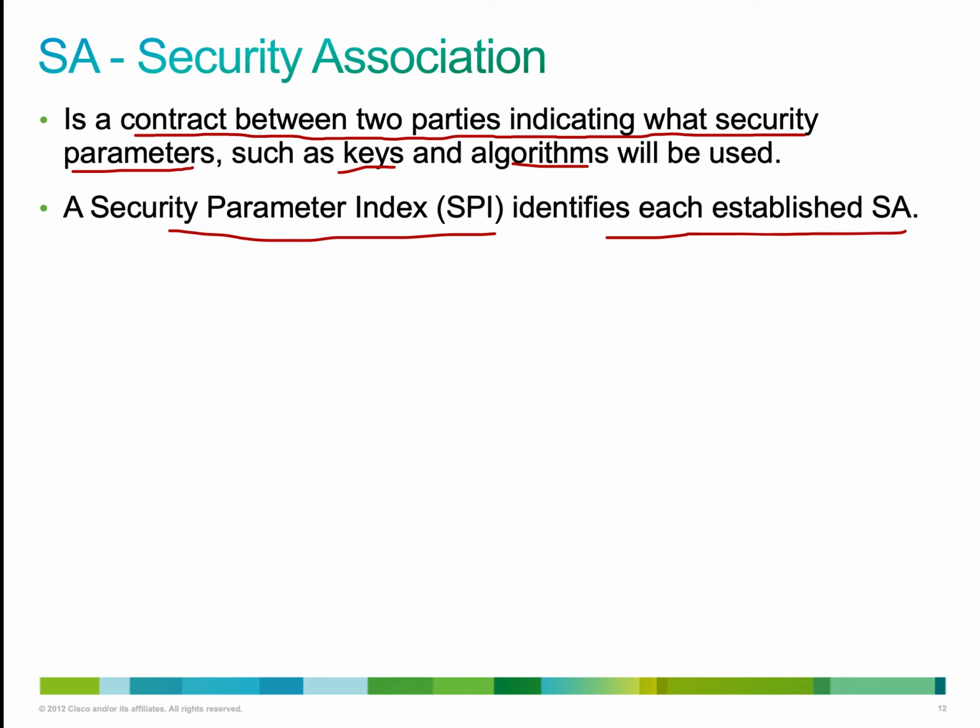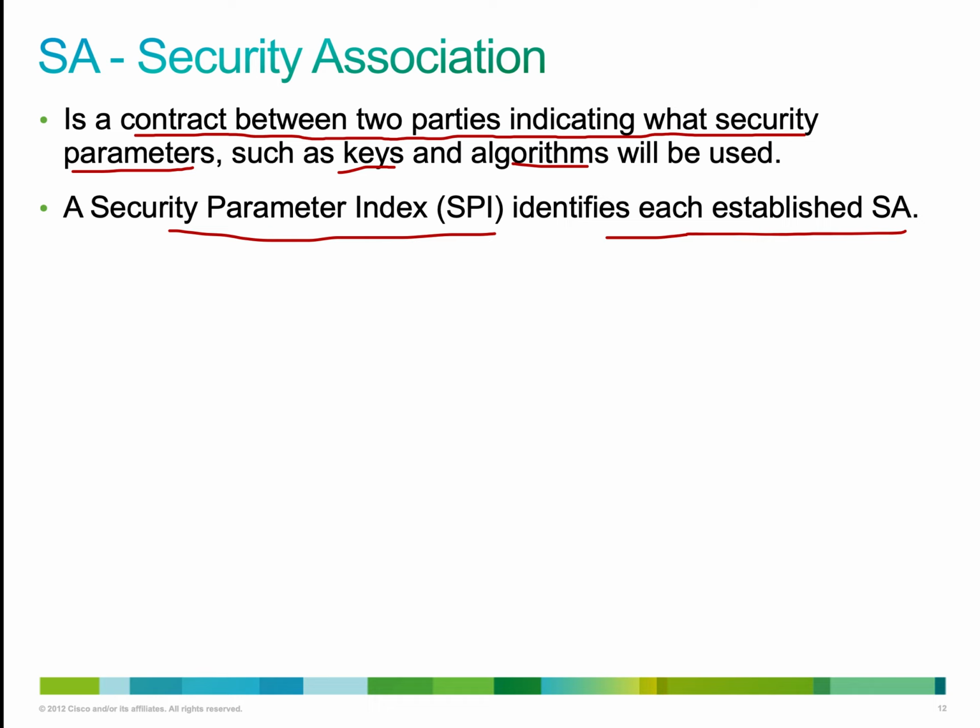Another terminology used in cryptography or cybersecurity is the security association, which for short we call SA negotiations. A security association is simply like a contract between two parties, defining the security parameters that they will be sharing with each other.